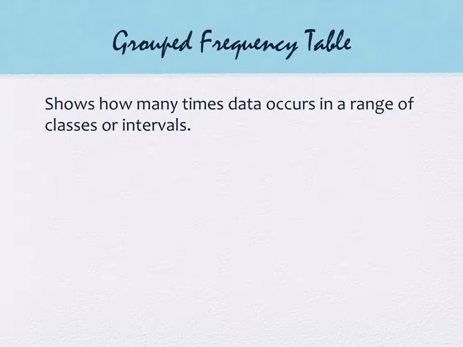A grouped frequency table shows how many times data occurs in a range of classes or intervals. So the basic idea with grouped frequency data is that we're creating some sort of classes of information and putting people, or data values, into categories. The data that we just looked at from our second exam, or even from the first exam, would have been fine. It works nicely with this.